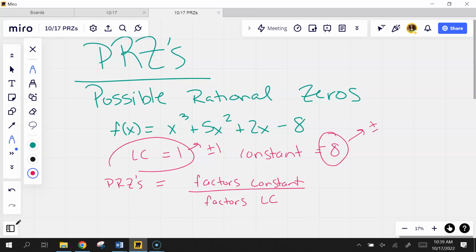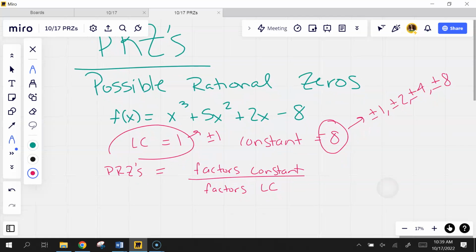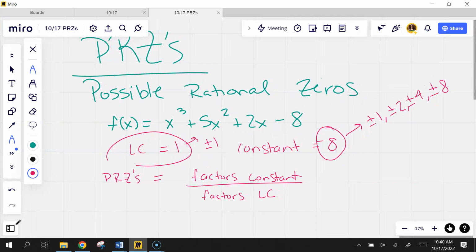Plus or minus 1. Plus or minus 2. Plus or minus 4. Plus or minus 8. Does everyone agree that all I've done is list out the factors of the leading coefficient and the factors of the constant? I've not done anything else. To find my PRZs, I take all of these factors and divide them by all of these factors. In this case, it's just one number, so it's not hard.